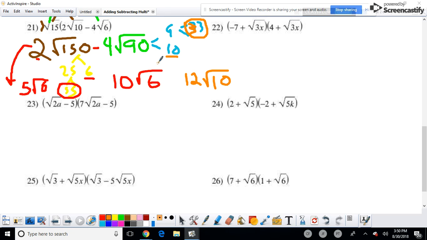Now, you could break the 10 down into 5 times 2, but you can't remove anything from under the radical. There are no perfect square factors, so we leave it. We're going to put the minus sign in the middle, and we cannot simplify this any further. There are no ways to remove anything from under these radicals. They're not like radicals, so we can't subtract them. So we're done. That's how you do that one.